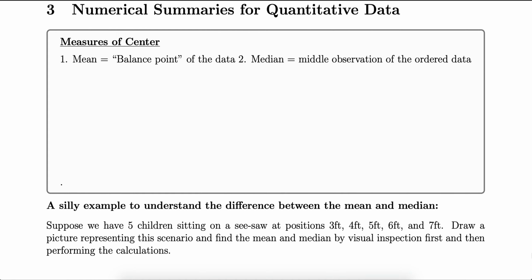Some graphical summaries of quantitative data, we're going to move on to numerical summaries of quantitative data. And our graphical summaries are going to help inform which numerical summaries are most appropriate. Let's start off with this key feature, this idea of measuring center. Now, I expect you've seen these measures of center, mean and median, before, but hopefully you can see them in a new light. So mean, we're going to think of as the balance point in the data. Median, we're going to think of as the middle observation of the ordered data.